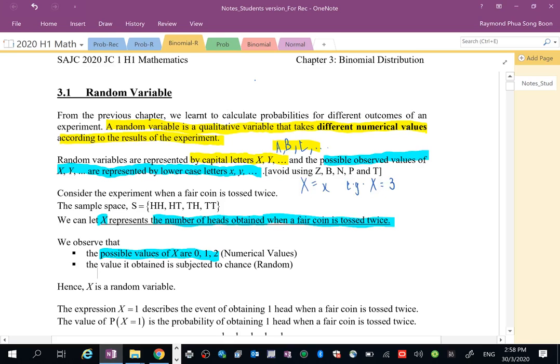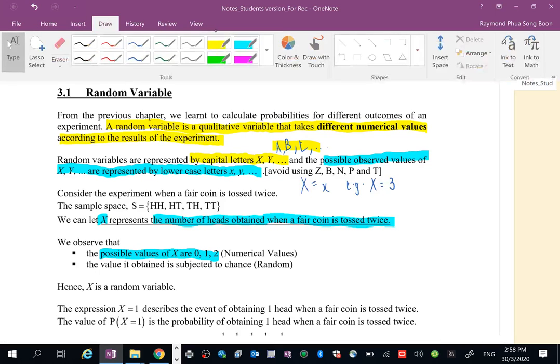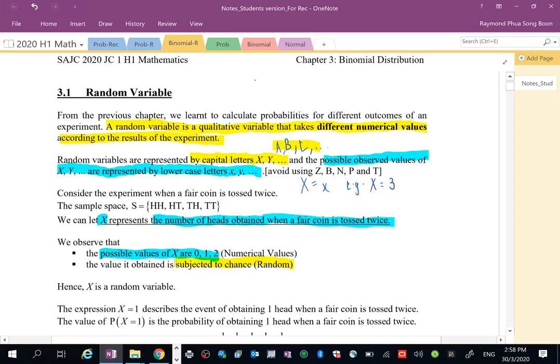So these are the possible values that a random variable can take on. 0, 1, 2 are numerical values. And the value that a random variable obtains in this experiment is subject to chance. So it's random. That's why we have this name: X is a random variable. Random because it's subject to chance, and variable because the values can vary. So in this example, X can take on 0, 1, or 2.